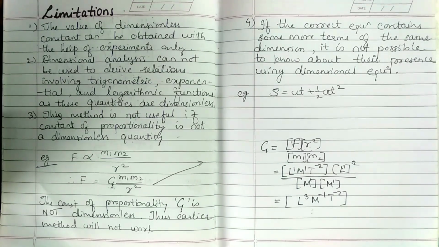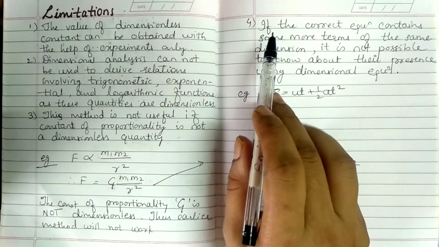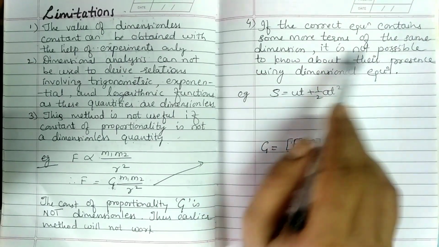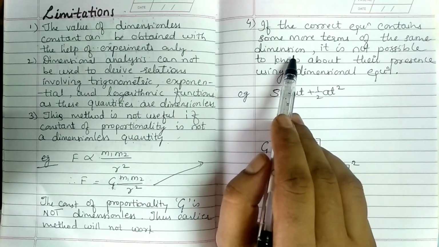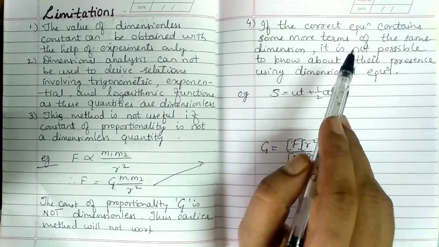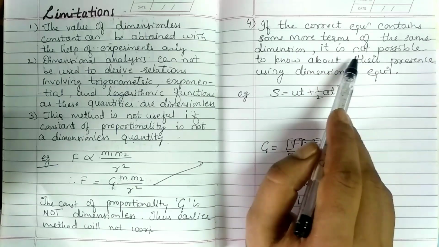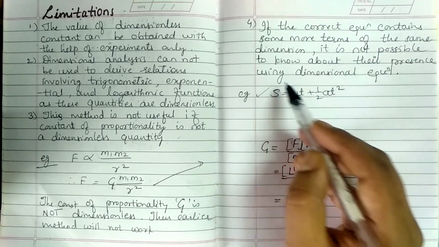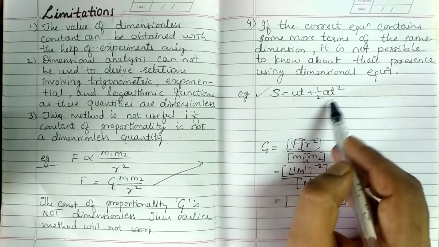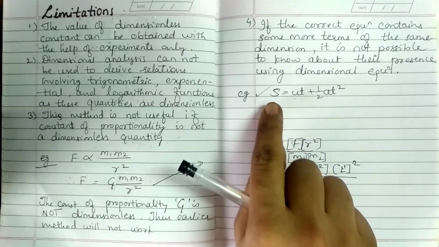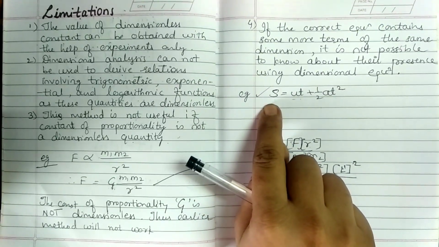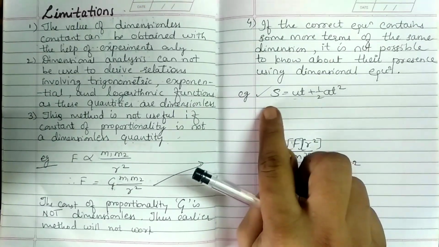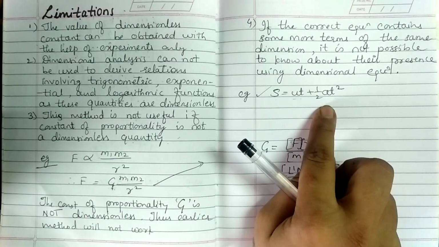The last limitation of dimensional analysis is that the correct equation may contain some more terms of the same dimensions. We call an equation dimensionally correct when each term has the same dimensions, but it is not possible to know about their presence using dimensional analysis. For example, take one of the kinematic equations, S equals ut plus half at square. The dimensions of S are the same as the dimensions of ut and of at square. That's why we call this equation dimensionally correct.